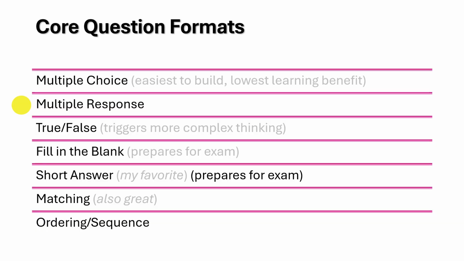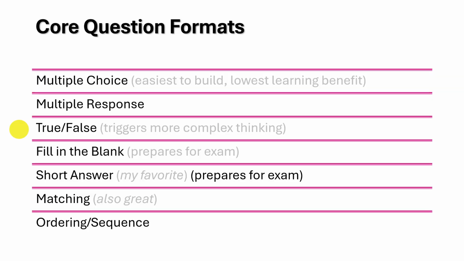There is a possibility for multiple response questions, so that's multiple choice where multiple responses are true. Same thing, easy to make, but lowest benefit of learning. Interesting is a true-false type of question. This triggers more complex thinking, especially if the true-false answers are really smartly designed.